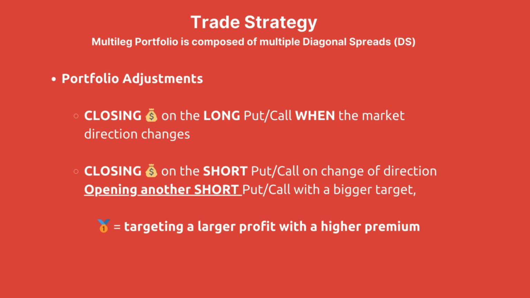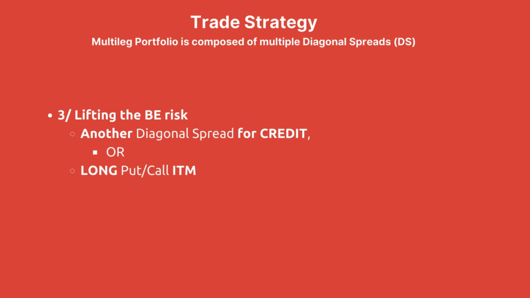Portfolio changes: closing profit on a long put or call on the change of direction, closing profit on a short put or call on change of direction, with the target of opening another short put or call with a larger premium. 3, lifting break even at risk. You do this with either another credit diagonal spread or a long put or call in the money.